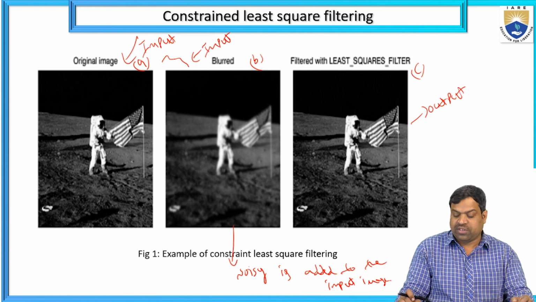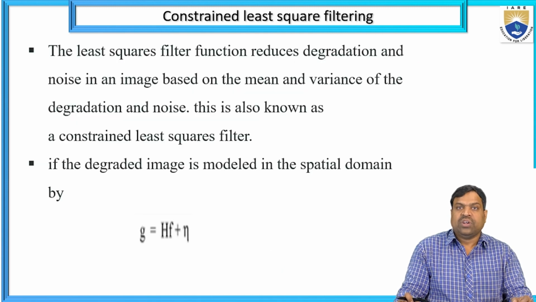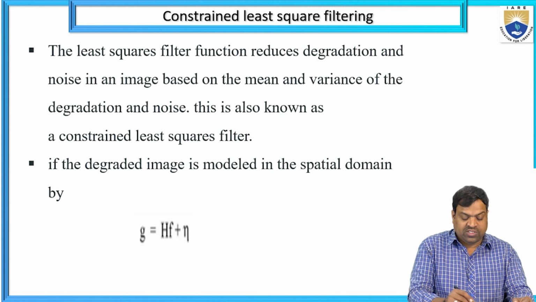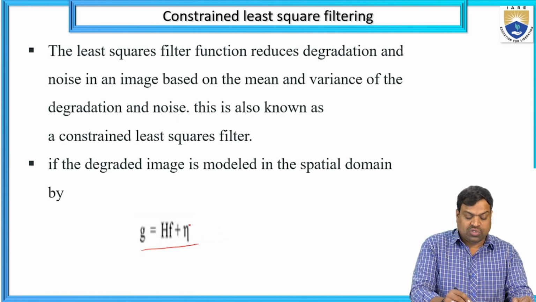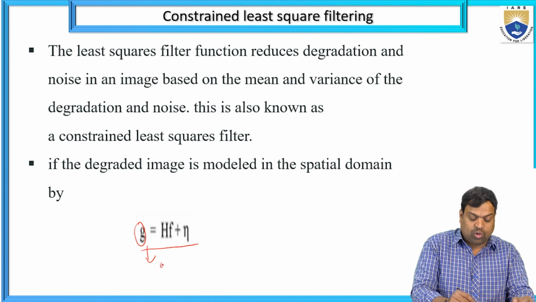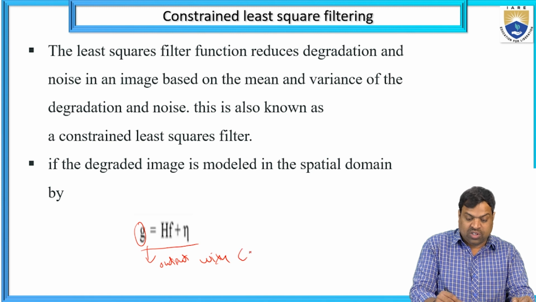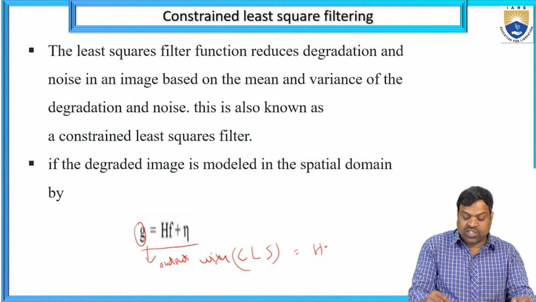constrained least square filtering. The least square filter function reduces degradation and noise in an image based on the mean and variance of the degradation and noise. It is also called the constrained least square filter. If the degraded image is modeled in the spatial domain, that is small g equal to hf plus nu. What is g here? It is the output image, that is called constrained least square filtering, CLS. So g is equal to h into f plus nu. Nu means noise is there.